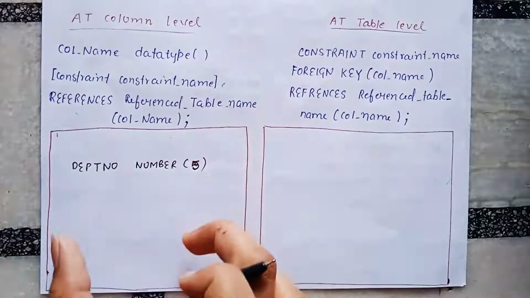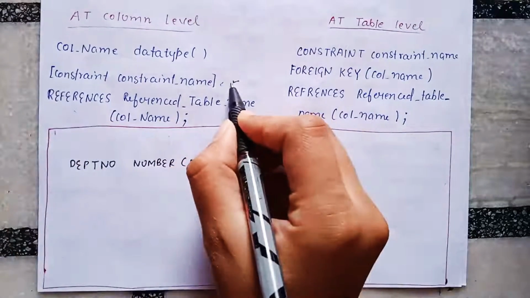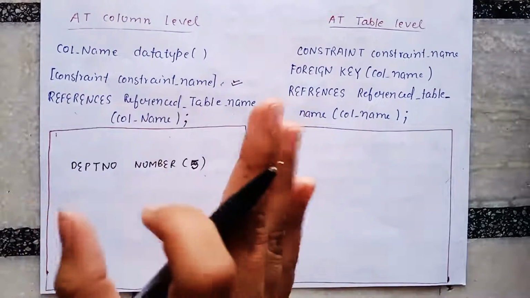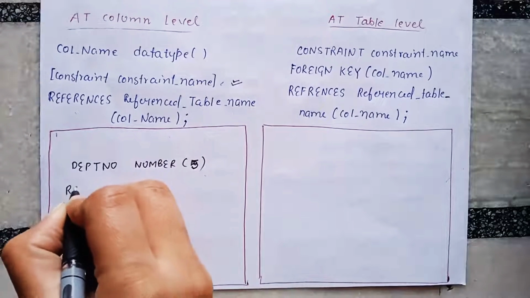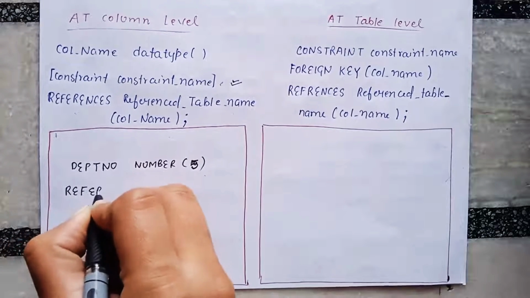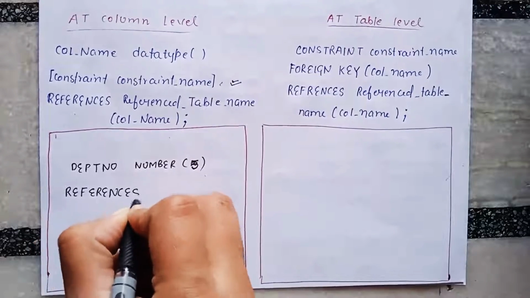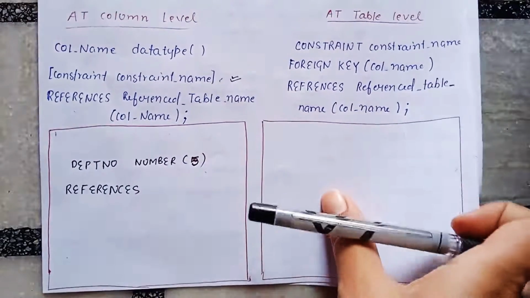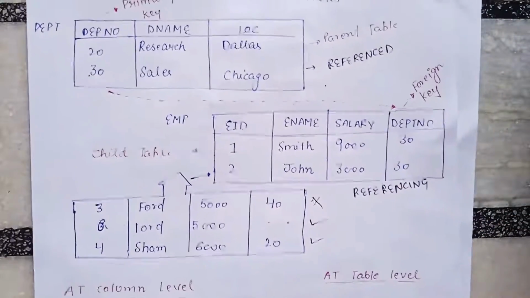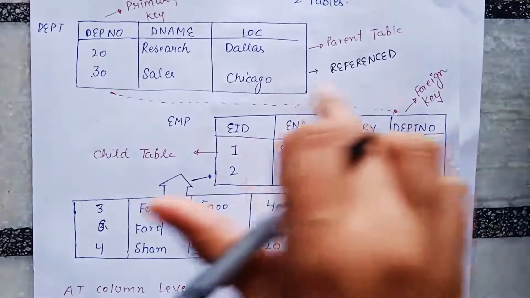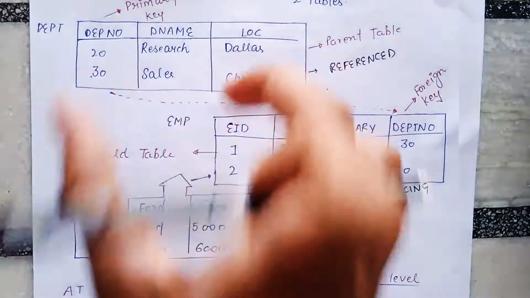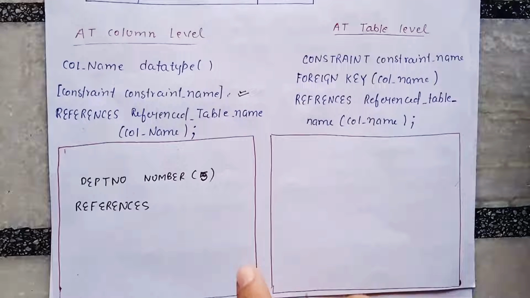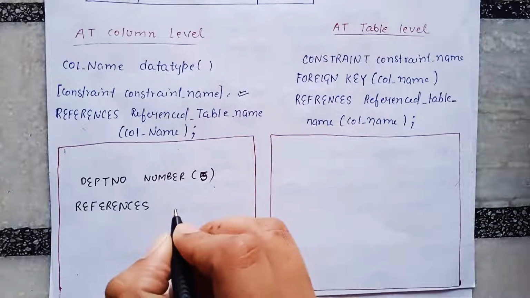Now after this we will define the constraint. Naming it is an optional field, as I told you. It's your choice whether you give a name to the constraint or not. Next we will write references, and the name of the referenced table. Here you can see that in the employee table, this column is going to reference this table. So this is a reference table. As I told you, the employee table is the referencing table, and this is the reference table to which this column is referencing. So we will specify the name of the department table.